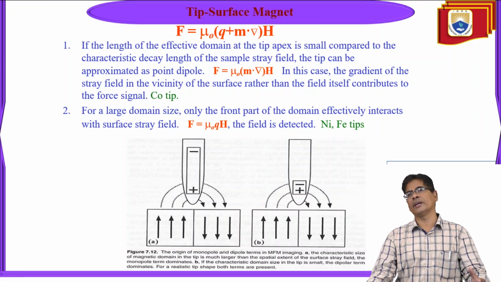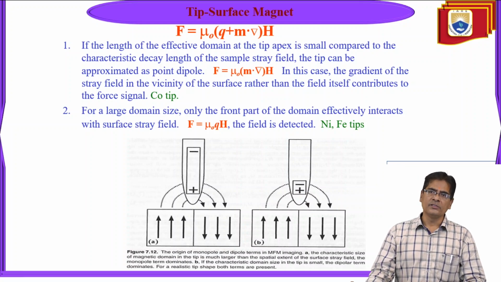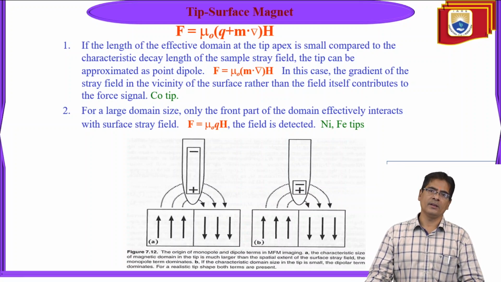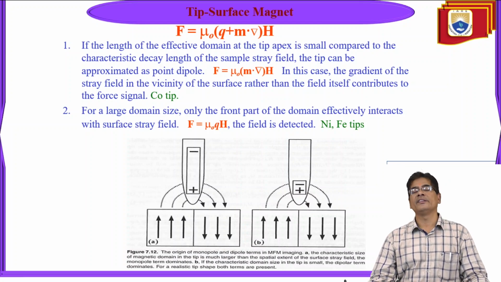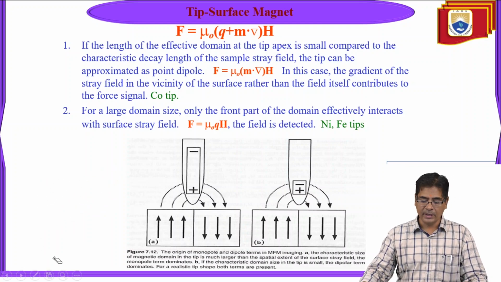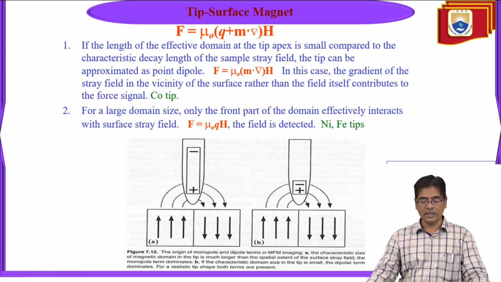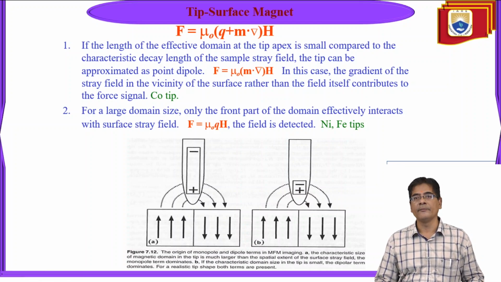Whereas in electric poles, we can say that a dipole is nothing but a set of equal and opposite charges separated by some fixed distance, right? So when it is separated by some fixed distance, it will possess the magnetic dipole moment, or the electric dipole moment. This electric dipole moment is given by P equals Q into 2L, right? So this is what we can see about the dipole moment in an electric field. In this case, the gradient of the stray field in the vicinity of the surface, rather than the field itself, contributes to the force signal.